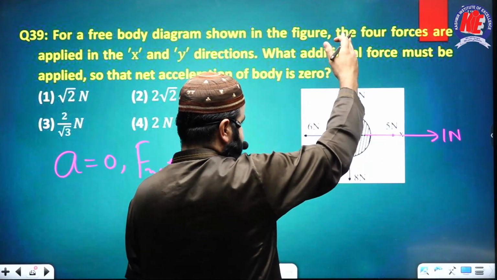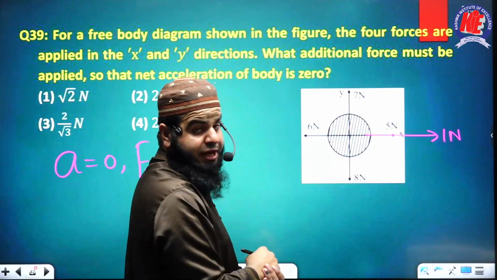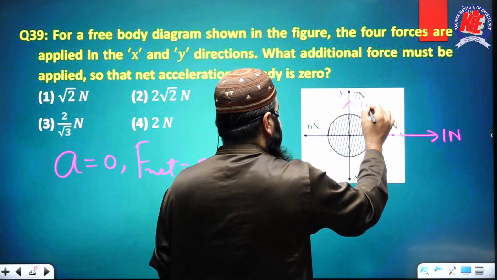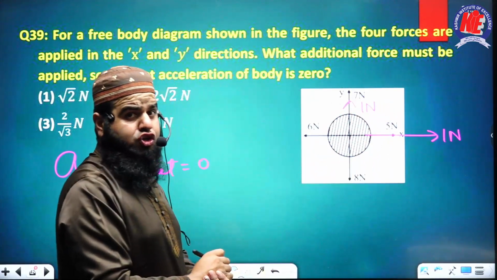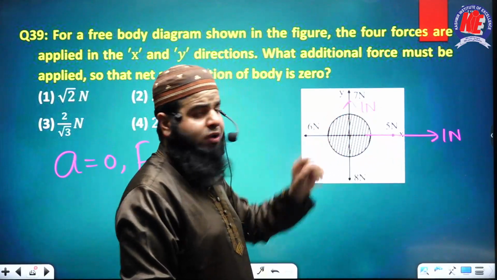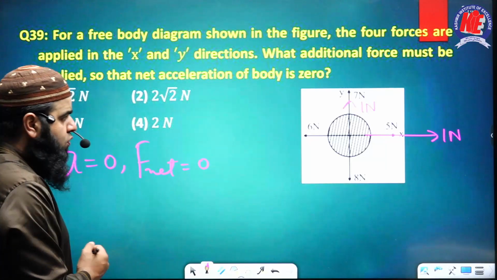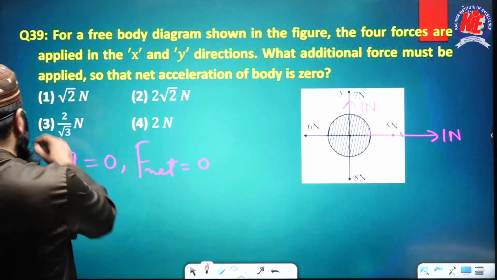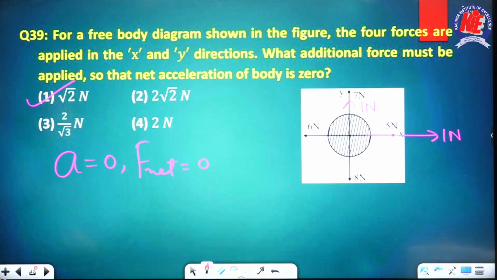7 upwards or along the positive y, 8 along the negative y. So again you need an additional 1 Newton force. So if you talk about the total force required, that will be the vector sum of this 1 Newton and 1 Newton. So they are perpendicular. Root of 1 square plus 1 square will be root 2 only. So root 2 Newton is going to be the answer.